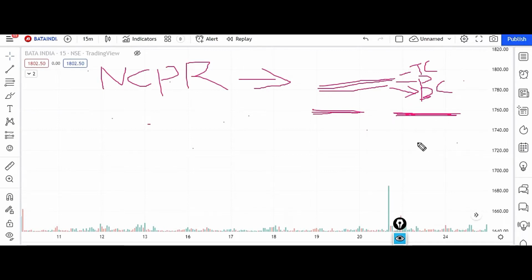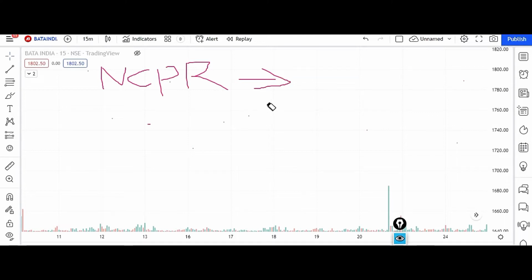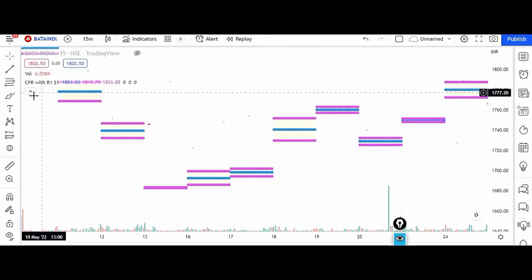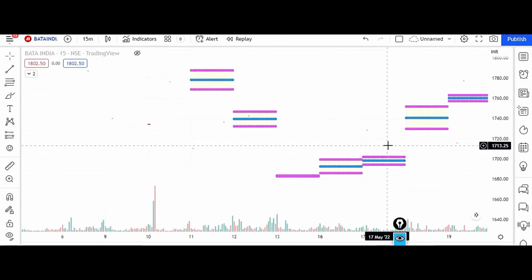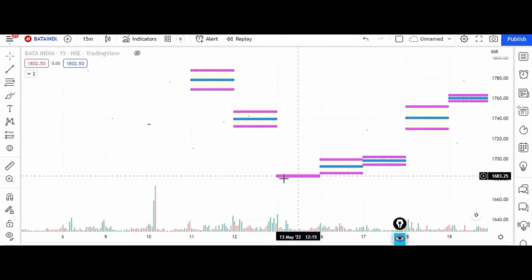Let's see a few examples for narrow range CPR. You can find a number of CPR indicators in the indicator section. You can search on your own. Even in the Zerodha platform itself, you can find CPR. They have added it, I think. Here I am just switching on the CPR. Here you see, this is the narrow range CPR.